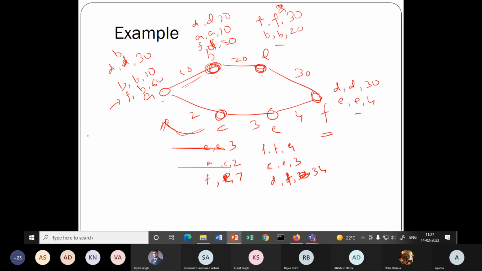So what does A do? Sorry, AC. A's routing table now has, let's draw this a little neatly, DB30, BB10, FB60. And it has got basically EE3, AC2, FE7. So first thing, it looks at EE3. It sees the table doesn't have anything for E, so it adds this E. It has come from C, so next stop is C. 3 plus 2, 5.